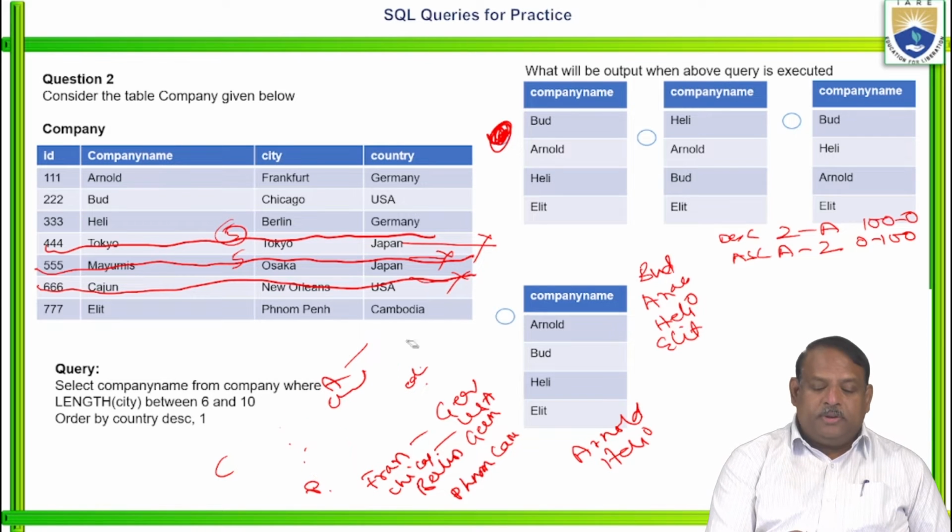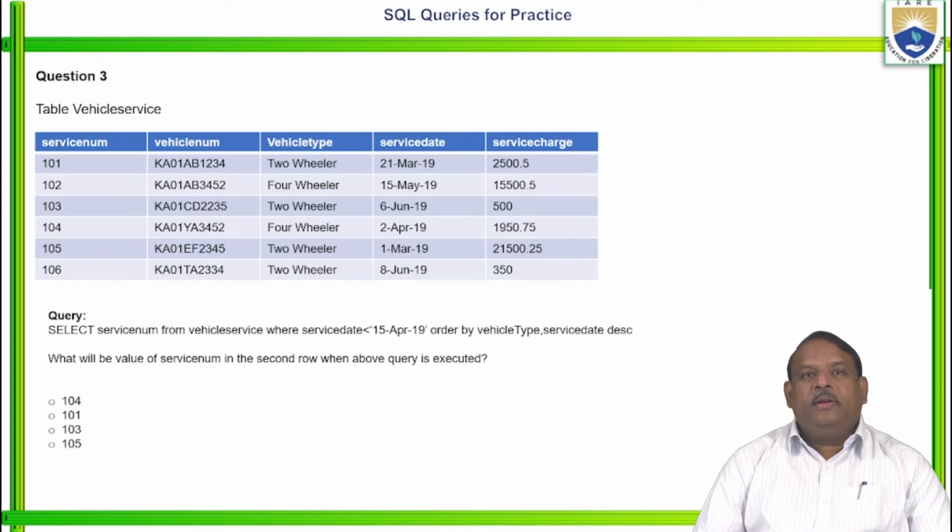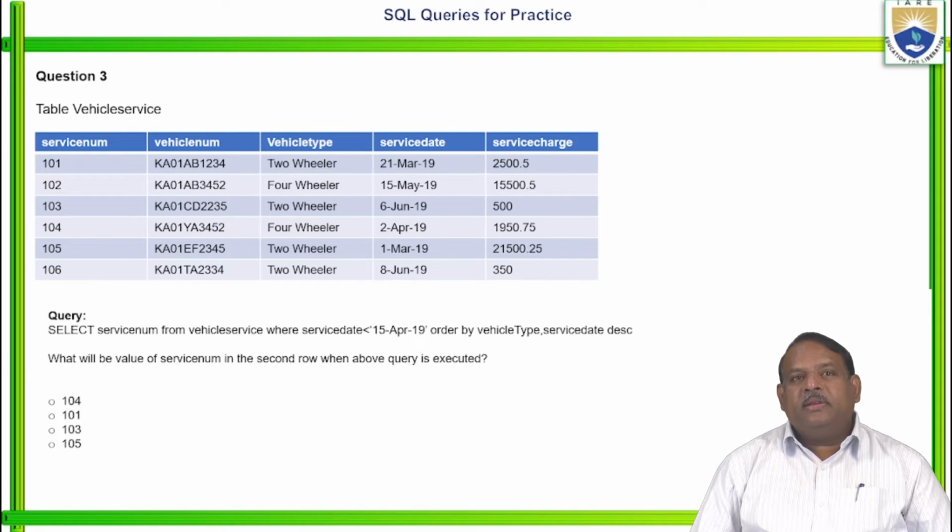Now we'll go to the next question. Here the table is vehicle service. This table is storing the information regarding the servicing of the vehicles. It has 6 records. Service number is there, then the vehicle number, then vehicle type, service date, and service charge.